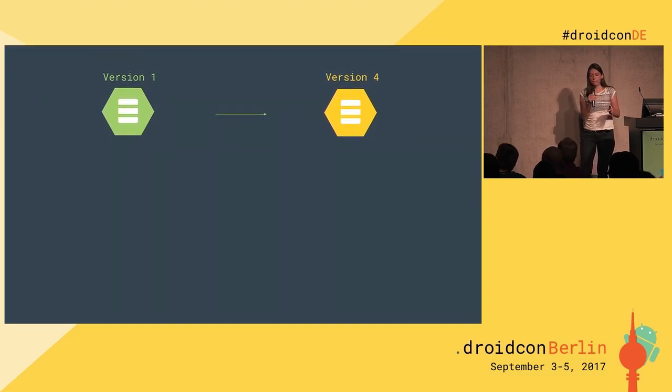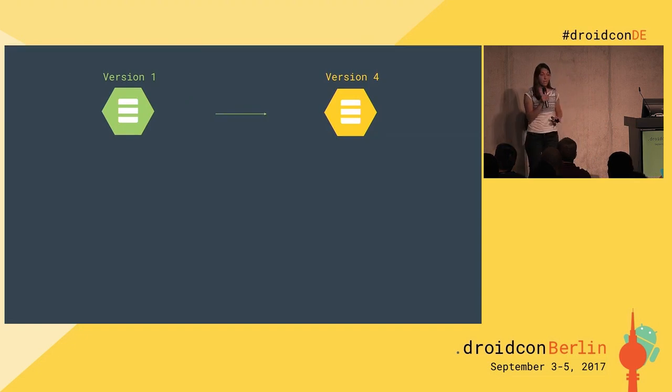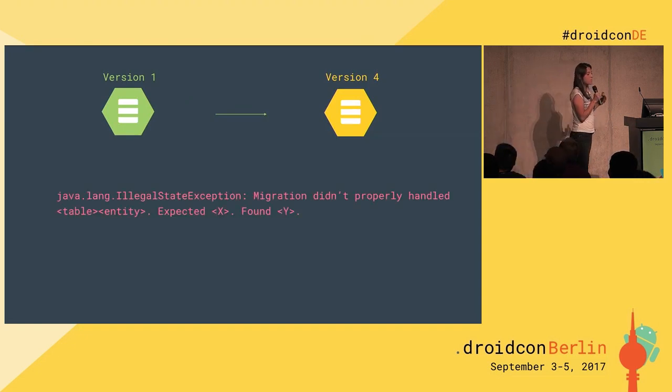Let's say that you're going from version 1 to version 4, but you're not providing any migration. In this case, Room will throw an illegal state exception because Room doesn't know how to handle the entities. It doesn't know how to generate a migration. So it doesn't know, for example, what are the default values that it should put for those columns that you set there.